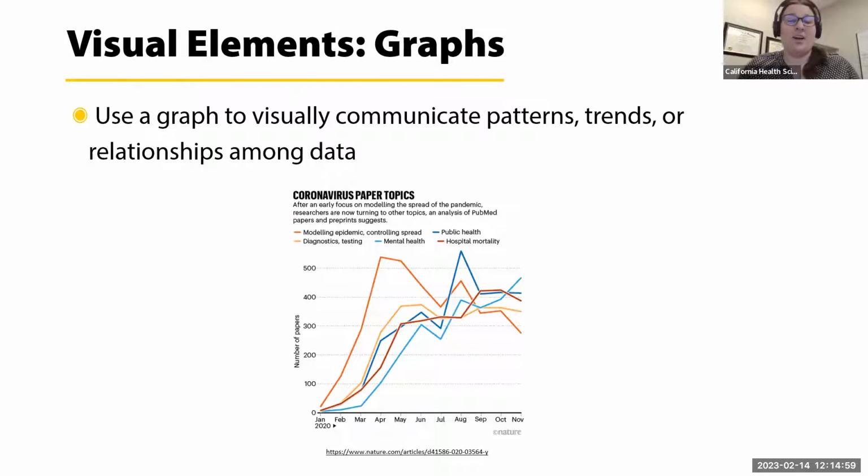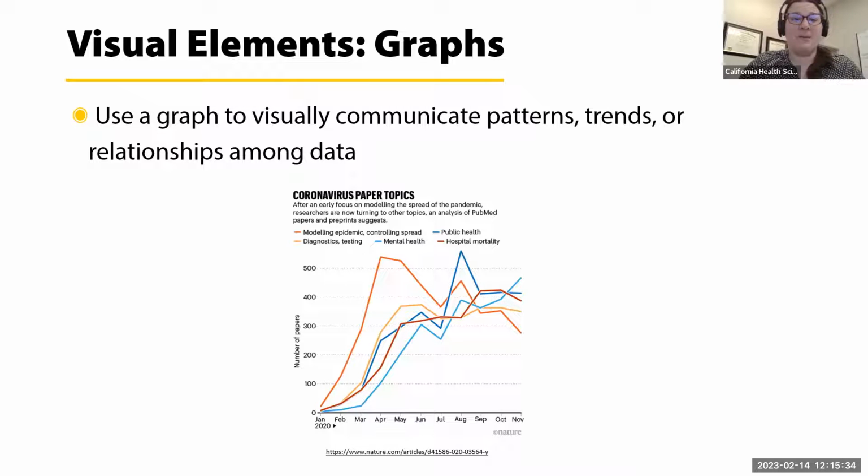So another element that's often on posters are graphs, and these are useful to visually communicate patterns, trends, or relationships among data. And the example that I have here is about coronavirus paper topics. So this is a line graph, and so their timeline goes from January 2020 through November 2020, and the different lines represent different topics. So at the start of the pandemic, obviously the main concern was modeling it and controlling the spread. That's the bright orange line. And then the light blue line at the bottom is mental health.